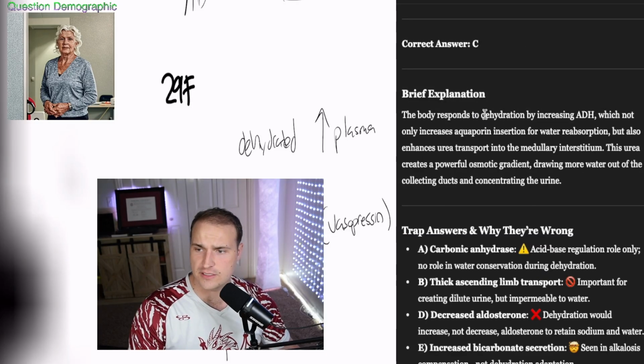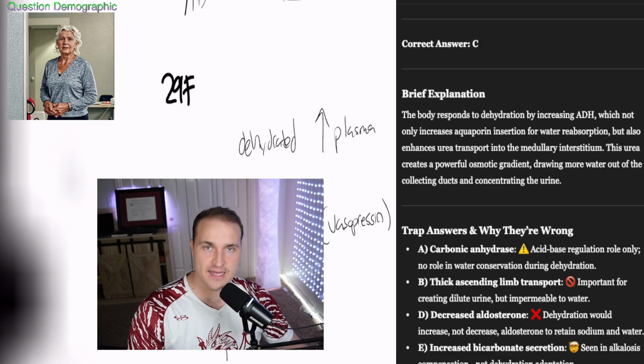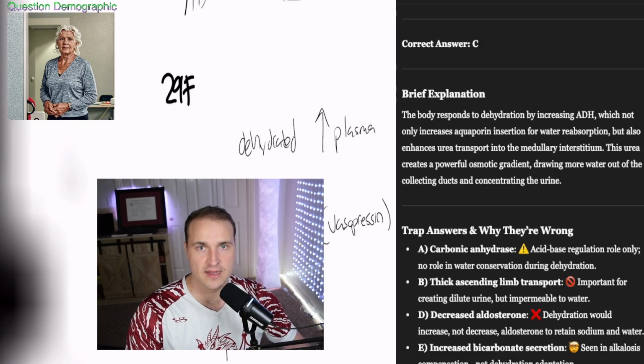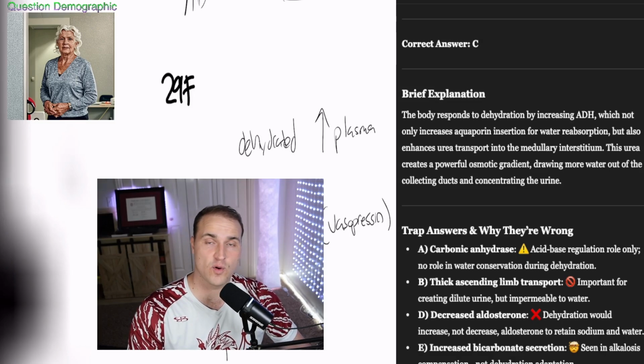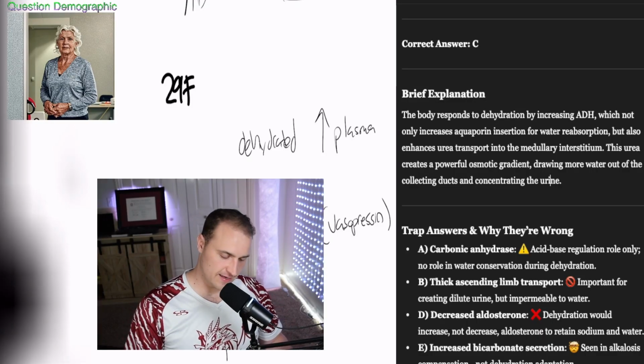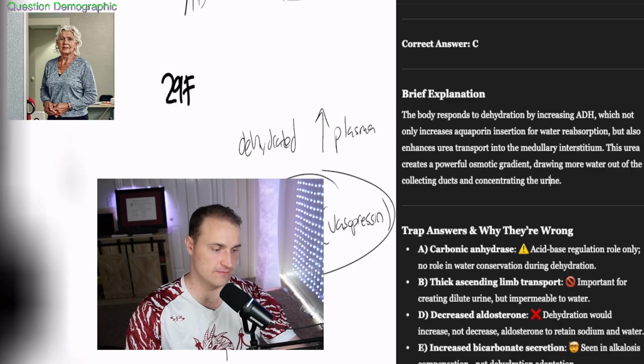And here's our explanation. Dehydration responds by increasing ADH. It not only increases aquaporin insertion for water absorption, but also increases urea transport to the medullary interstitium. The urea makes a gradient, drawing more water out of the collecting ducts and concentrating them. So it's all about that gradient, right? ADH is the main hormone that saves water. It adds water channels to the duct and it pulls urea back, making the medulla extra salty. And that helps it suck out even more water. All right, so ADH adds water, adds urea. That's how I want you to think of ADH, and we're done with that question at least.